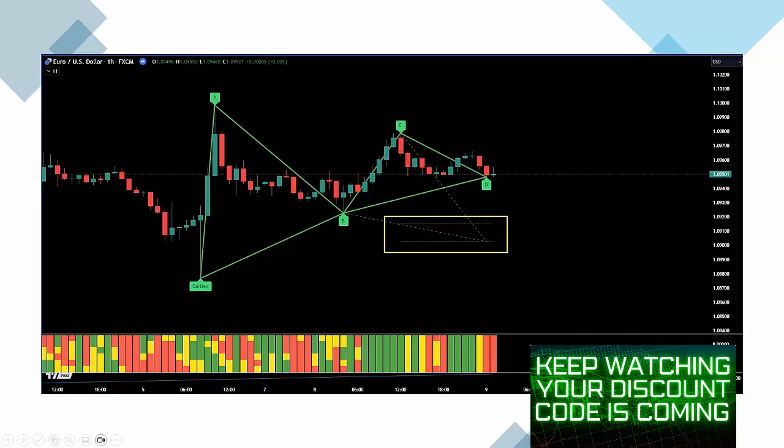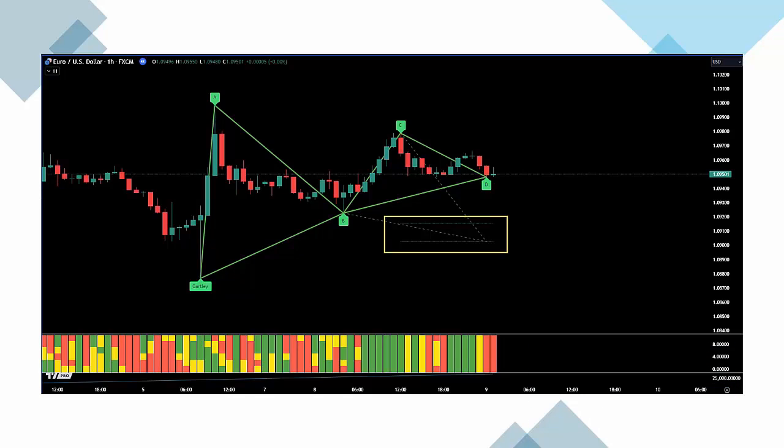Let's look at some examples of how we would use that, combining it with a smaller time frame and how we would trade those signals. Remember, it must complete in what we call the PRZ.